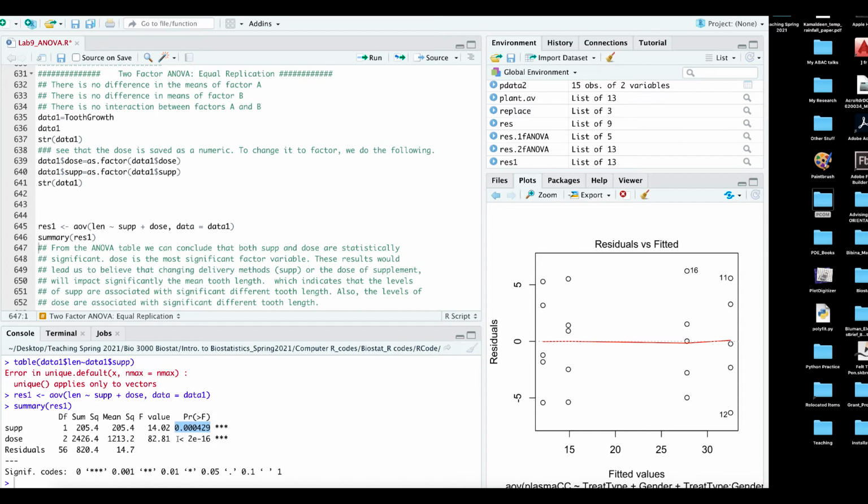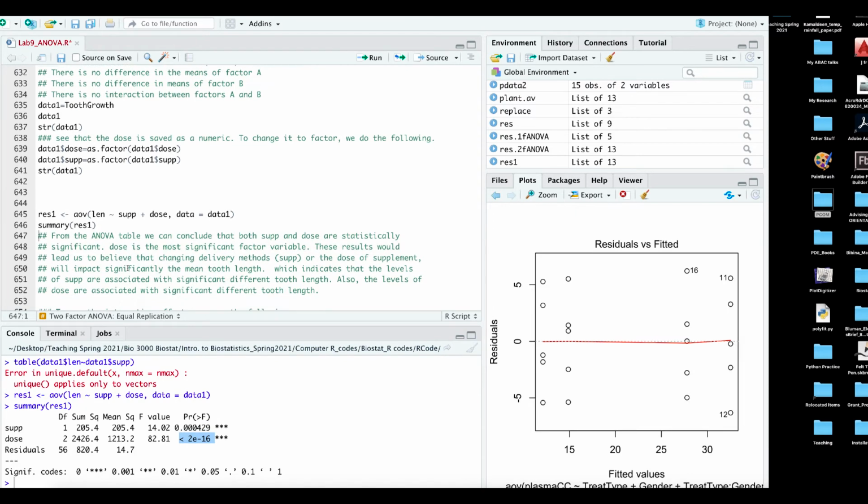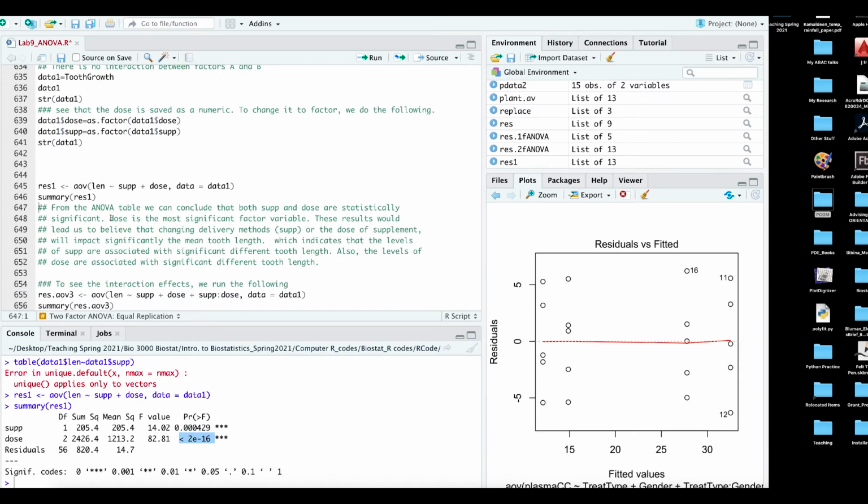Both are significant, right? You see that, meaning that the average tooth length for the different supplements are not equal. Also, the average tooth growth, or the tooth length, for different doses are not equal as well. Let us read that. From the ANOVA table, we can conclude that both supplement and dose are statistically significant. Dose is the most significant factor variable because it has a very small p-value there, right?